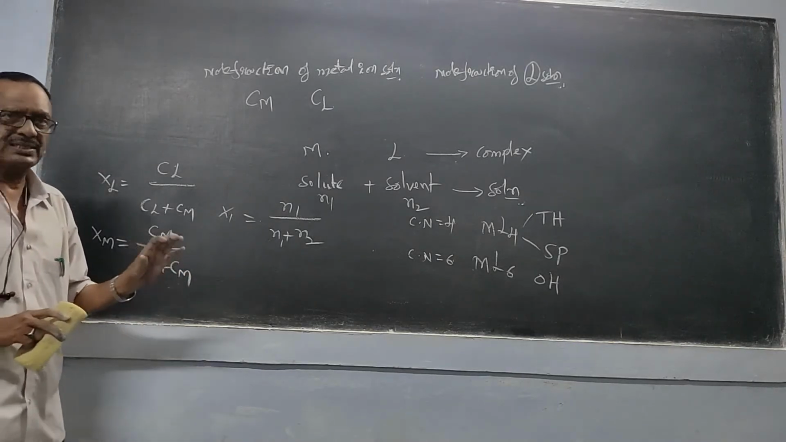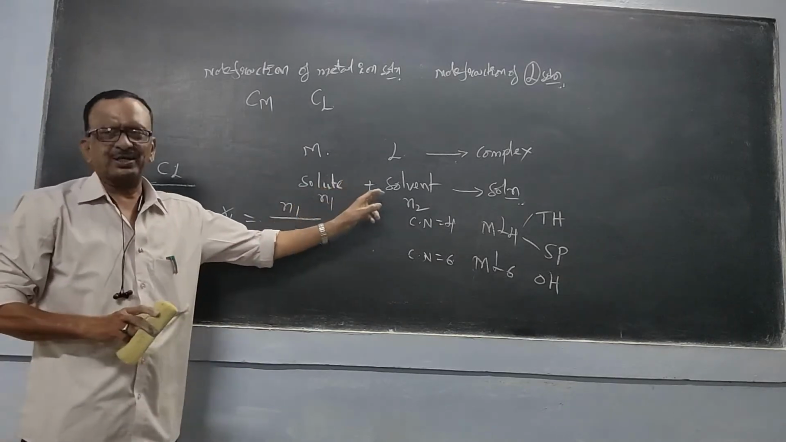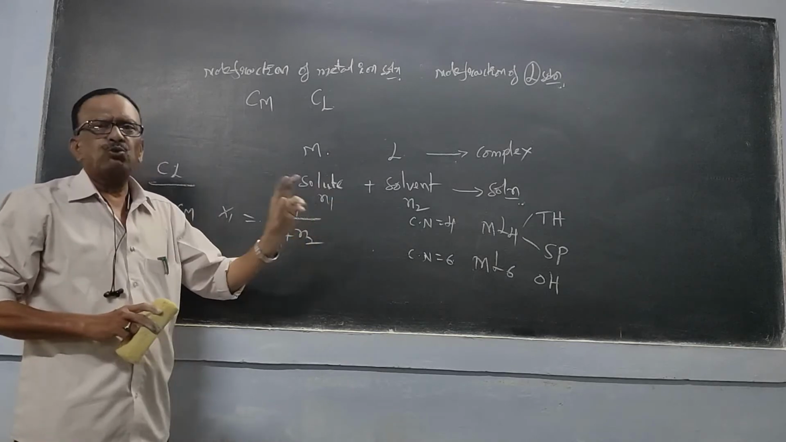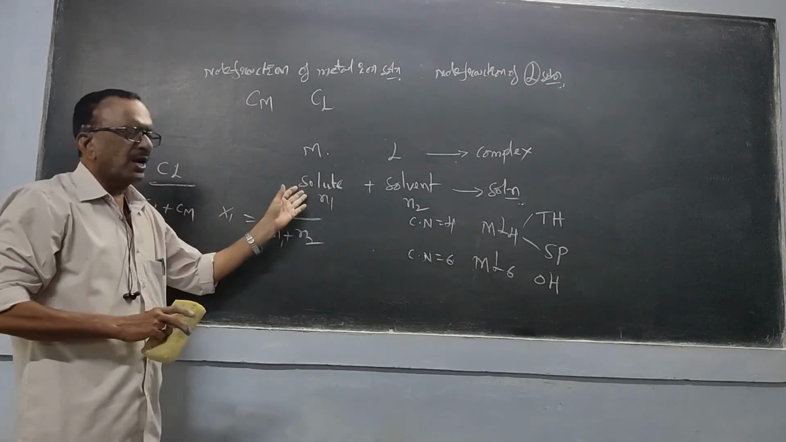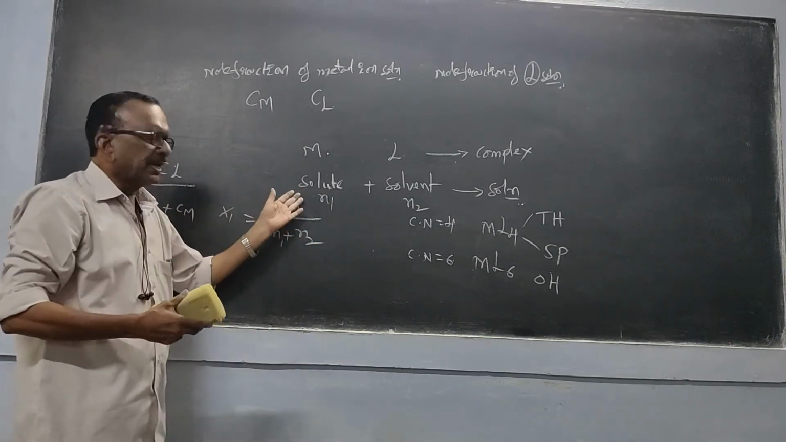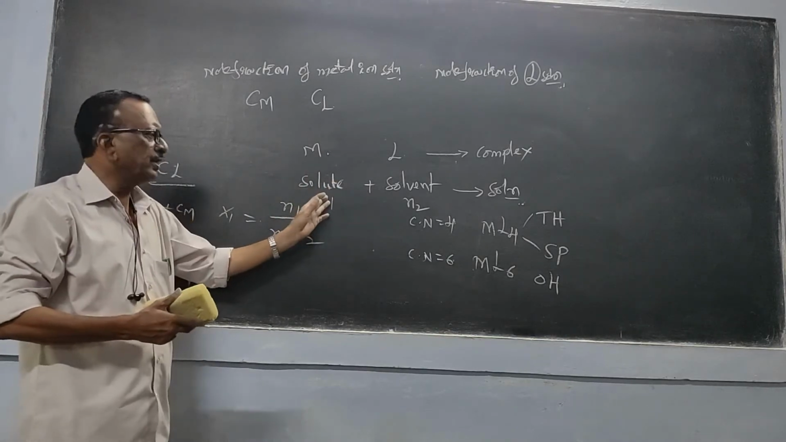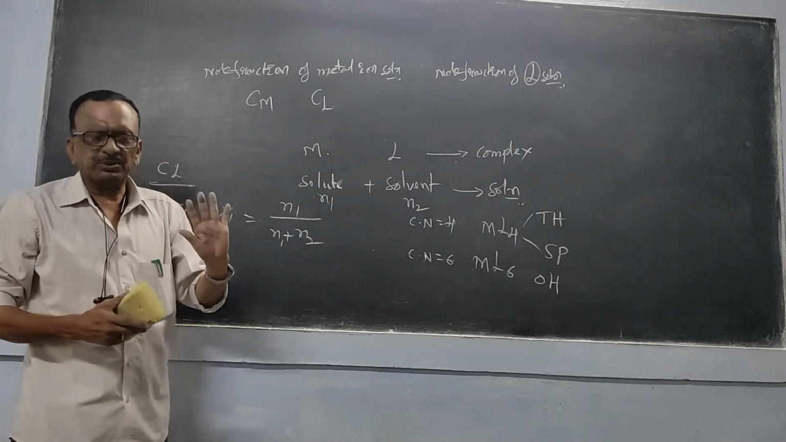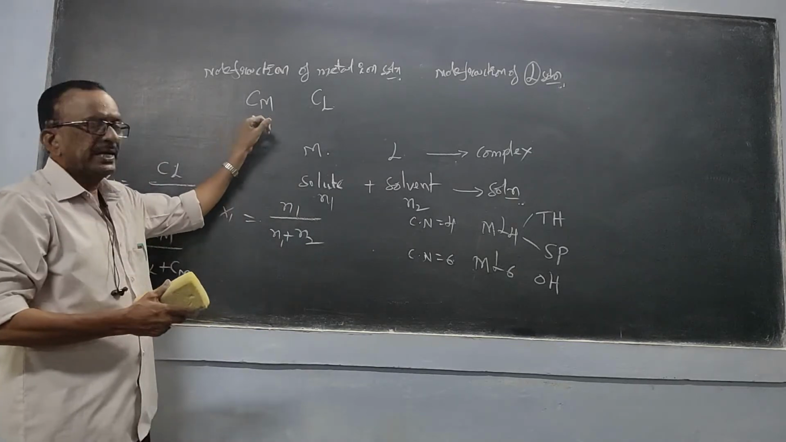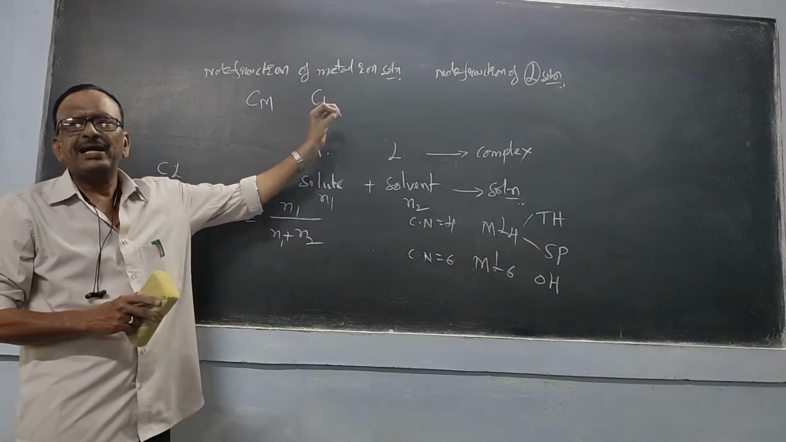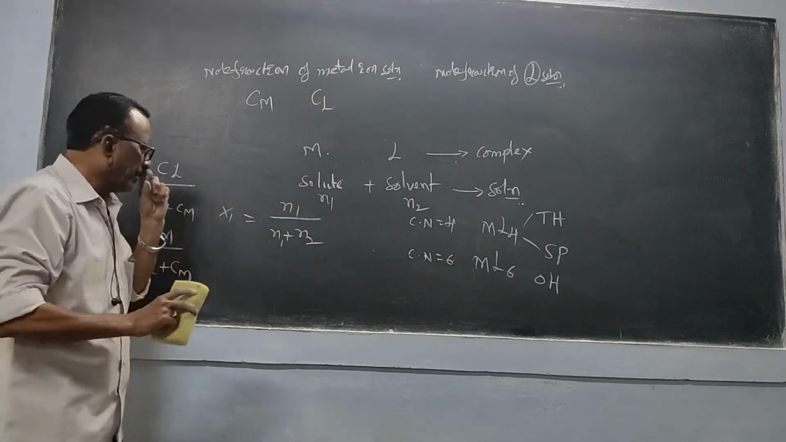Here we have selected only two components. Job's method is applicable only to a two-component system, and we should not increase the number of solutes. If it is more than two, we are not using this method. So only two components must be there: one component is a metal ion solution and the other is a ligand solution.